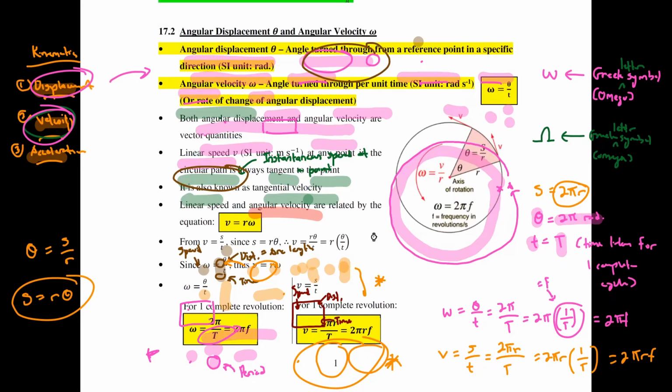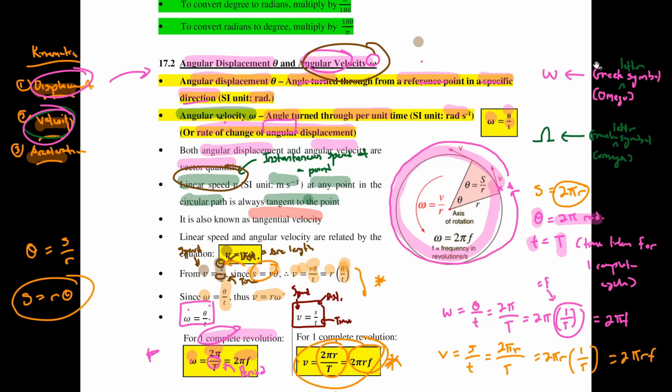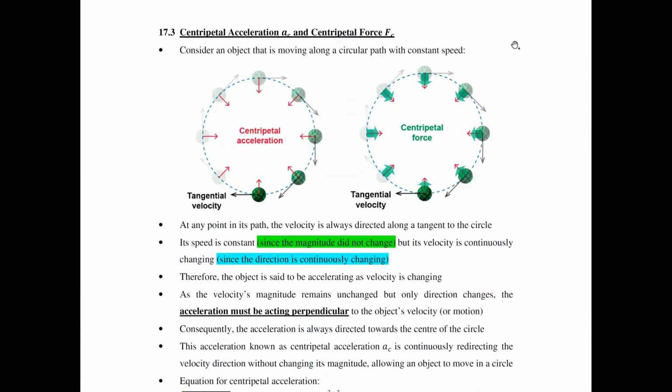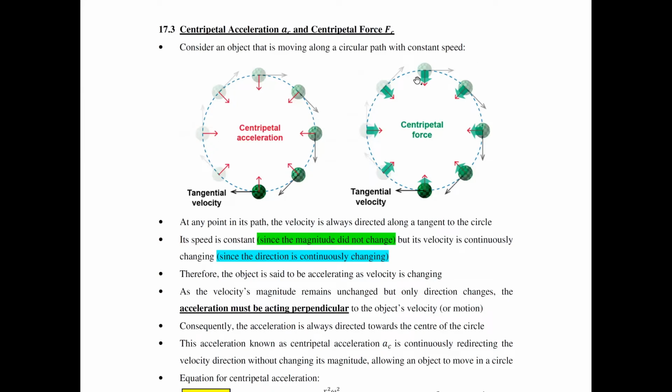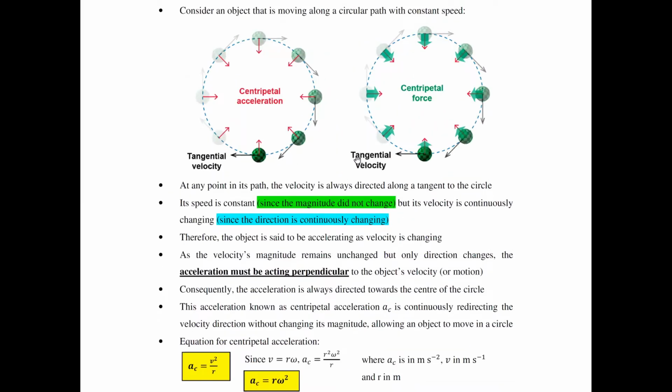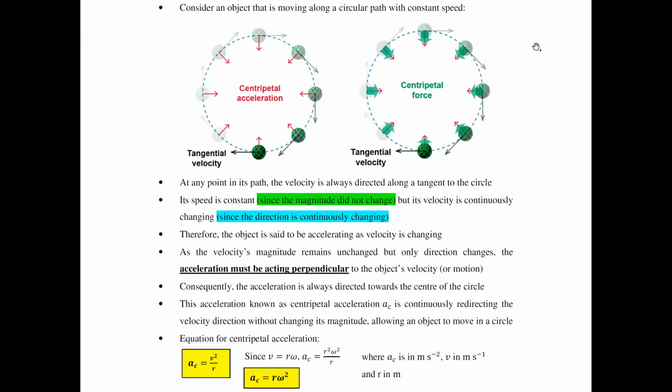So this covers certain physical quantity terms that you need to know when it comes to describing circular motion. Now we go to something new, something called centripetal acceleration as well as centripetal force. There's another quantity called centripetal acceleration. Just now we covered angular displacement as well as angular velocity. We covered displacement and velocity. Now we go through centripetal acceleration, which is another kind of acceleration.